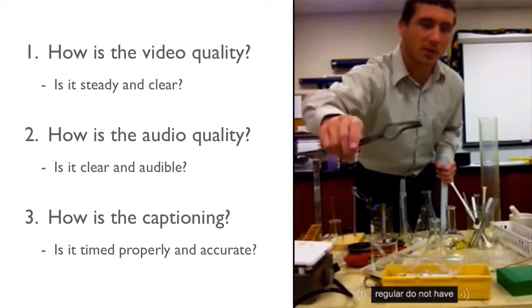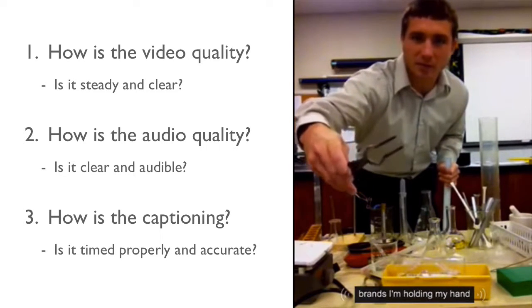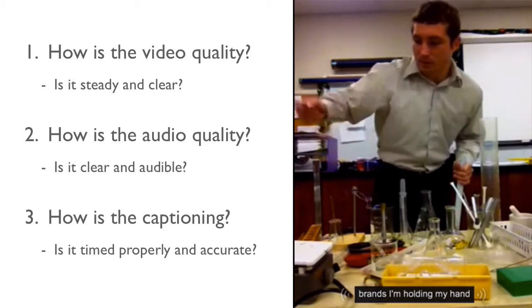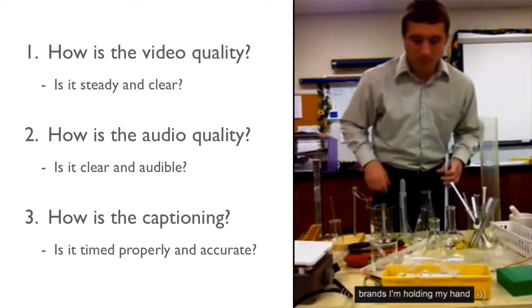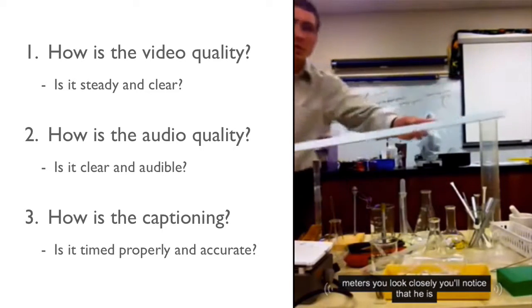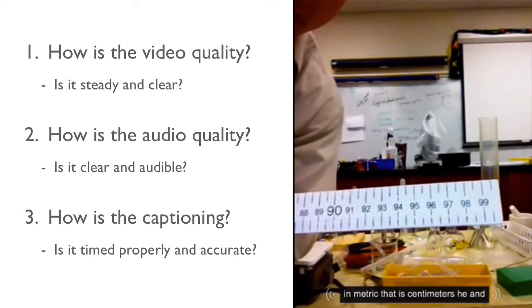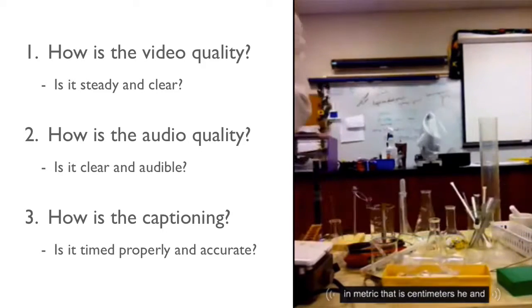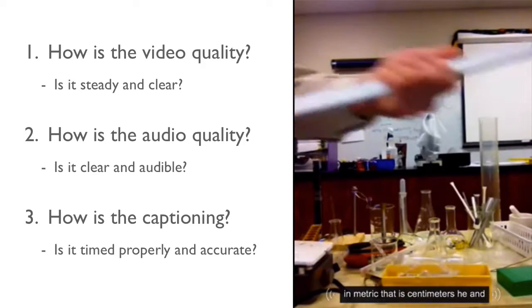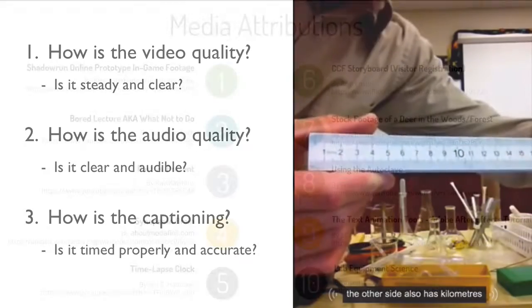We have the regular tongs. These do not have the rubber ends. I'm holding in my hand a meter stick, and if you look closely, you'll notice that it is in metric, that is centimeters. And the other side also has millimeters.